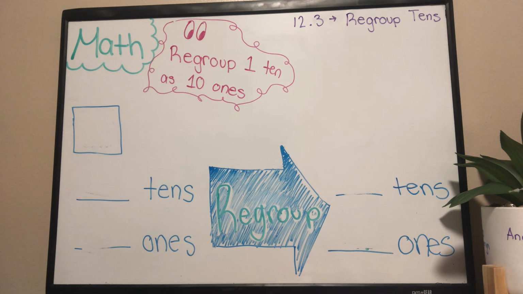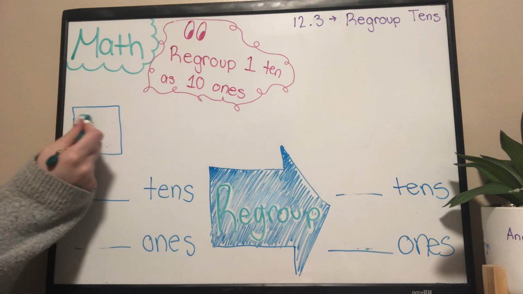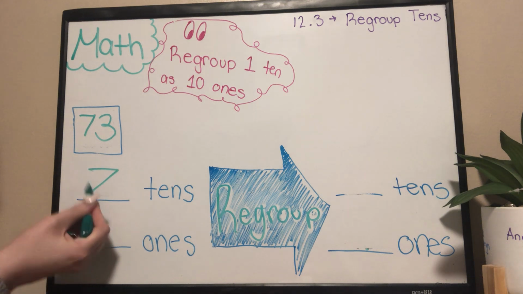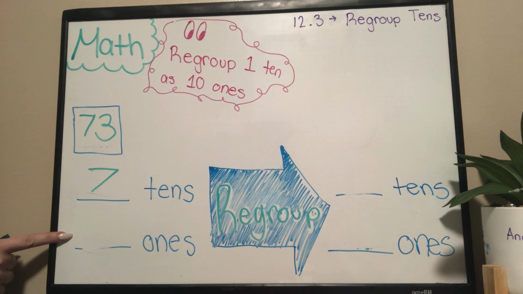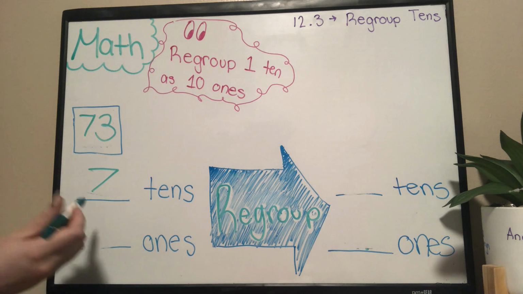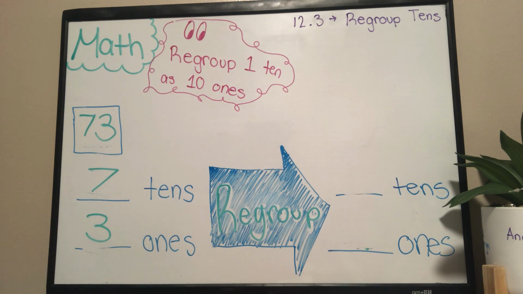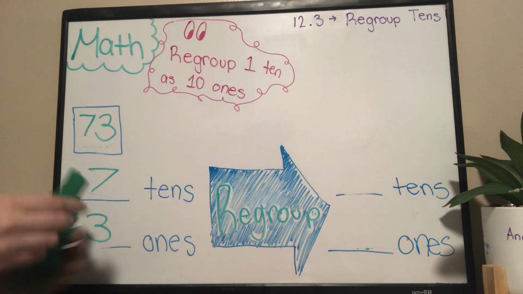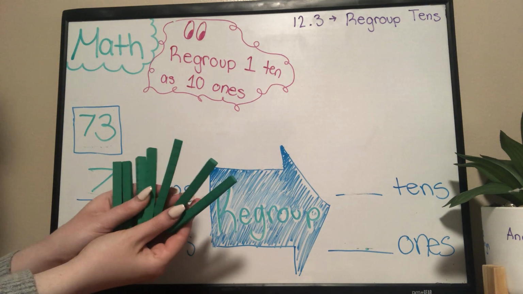All right, let's go over number 1, even though number 1's already done for us. Number 1 says 73. How many tens are in 73? Awesome, 7 tens. So that must mean there are how many ones? Awesome sauce, 3 ones. So I have 1, 2, 3, 4, 5, 6, 7. 7 tens here.